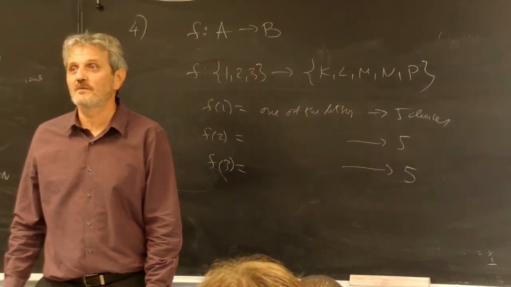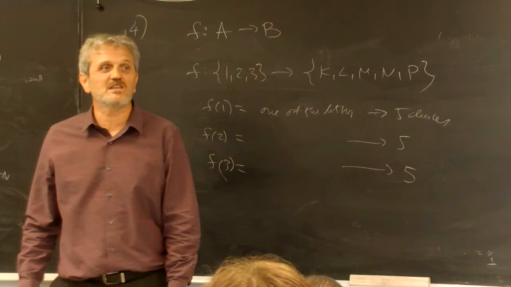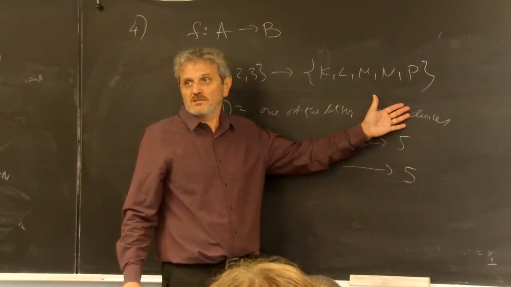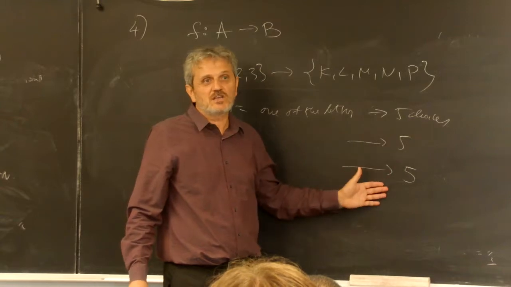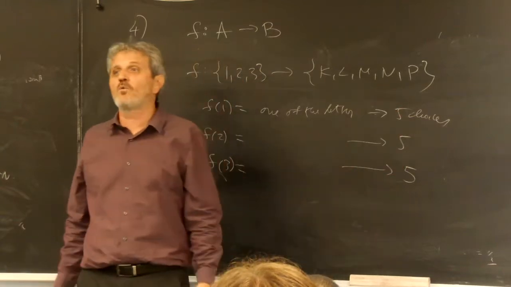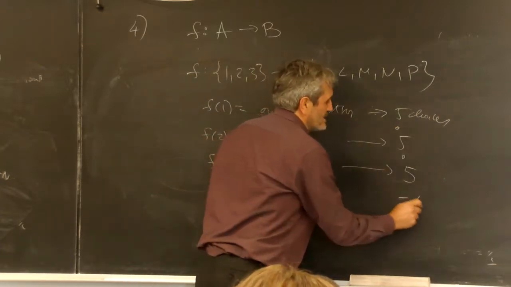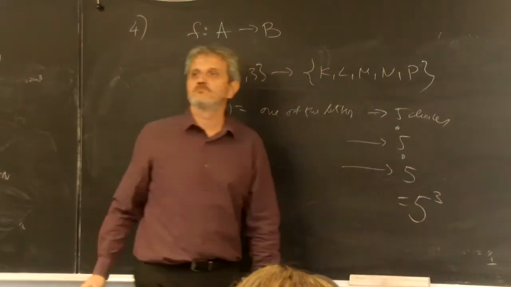Should we multiply them? Why? Because those are just stages in my process. So I choose this, that's the first stage of the process. This is the second stage, third stage. I can combine them however I want. Do you agree? That's clearly the multiplication principle, and the answer is 5 cubed.